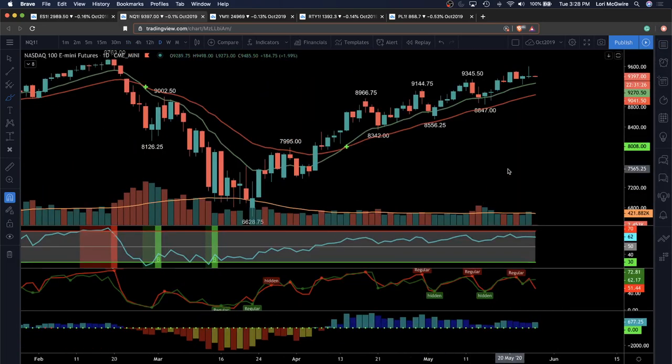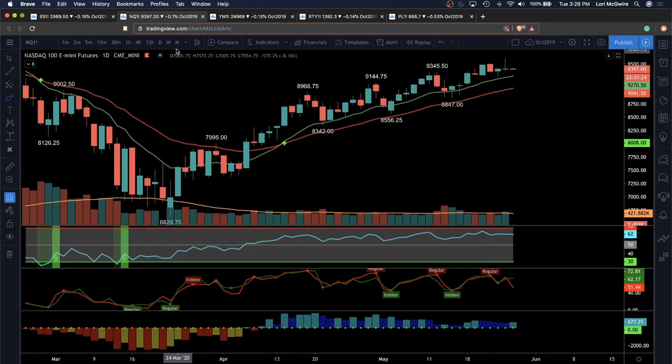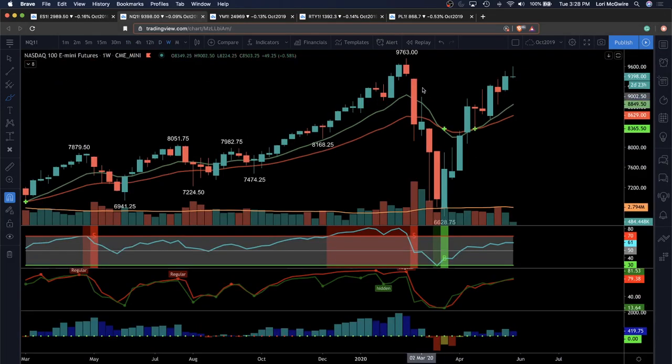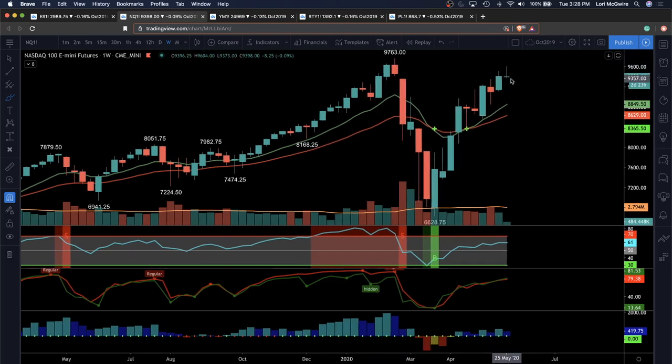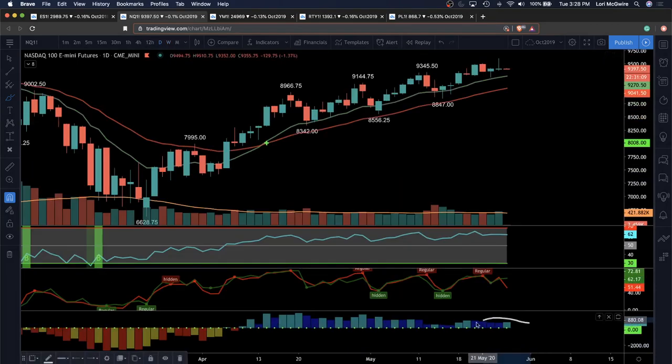NASDAQ, same thing. So we had a bullish move, and we are almost at the all-time high. So we hit today at 9604. We are just a couple percentages away from the all-time high of 9763. We do not have a TTM squeeze on the daily yet. So that is not the same.